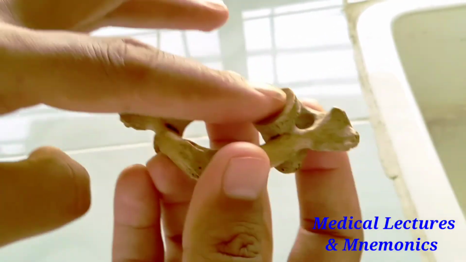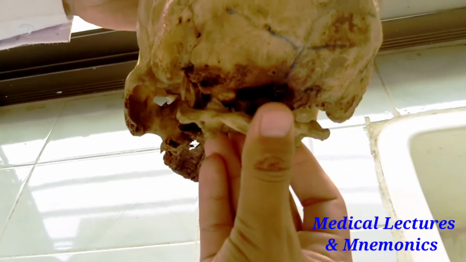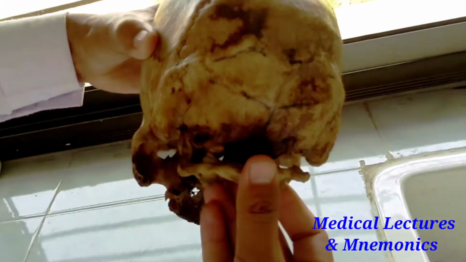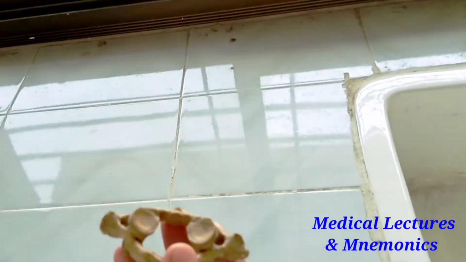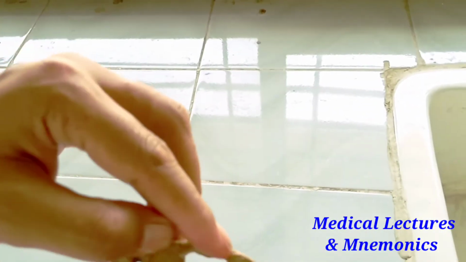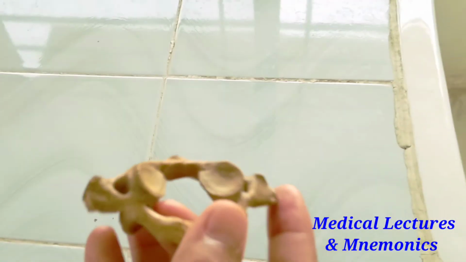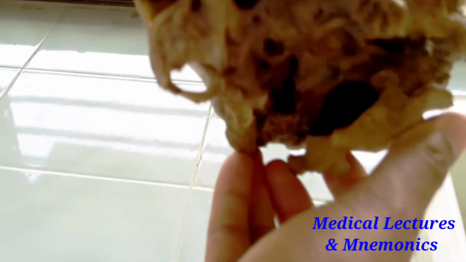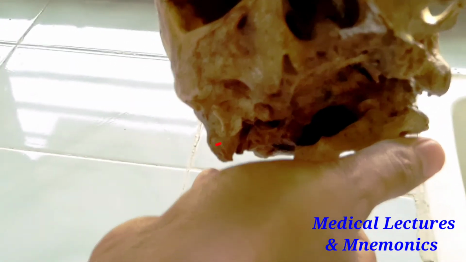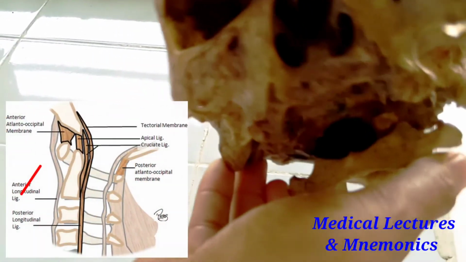So the superior articular facet is articulated with the occipital condyle of the skull. Here you can see these are articulated here and form a joint which is called the atlanto-occipital joint. And the upper ridge of the anterior arch gives attachment to the anterior atlanto-occipital membrane. Here you can see there is a gap formation between these two bones. This gap is filled by the anterior atlanto-occipital membrane.